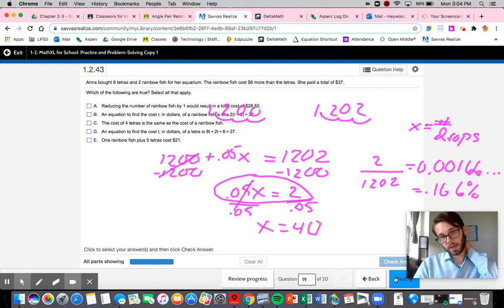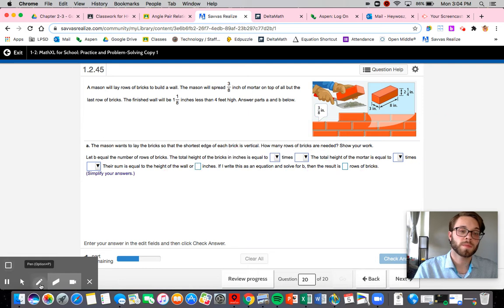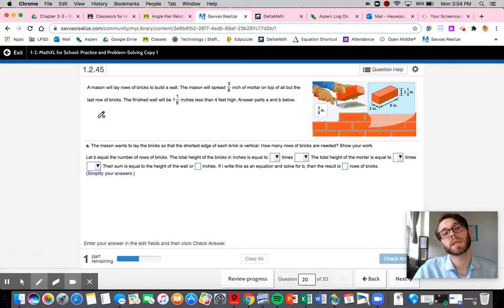The last one that we needed to focus on was this lovely problem about bricks. So let me start going through this. A mason will lay a row of bricks to build a wall. The mason will spread 3/8 inch mortar on top of all but the last row of bricks. The wall will be 1 1/8 inches less than 4 feet high. And so I have to answer the questions below.